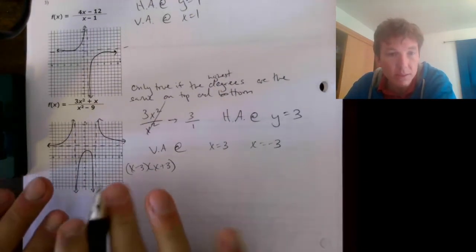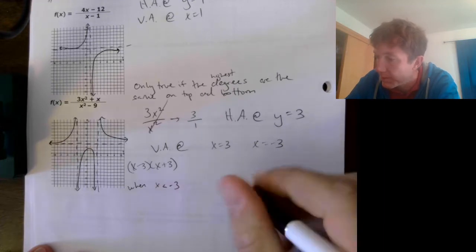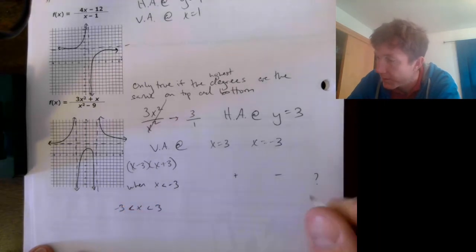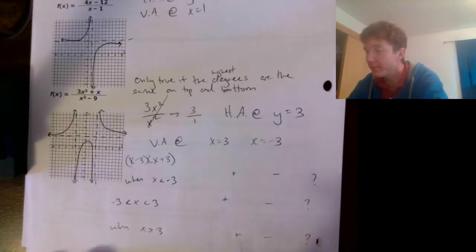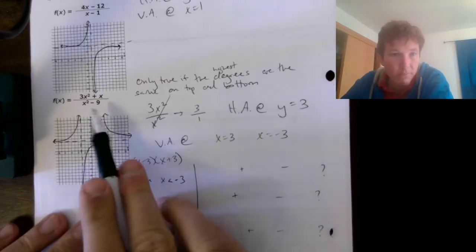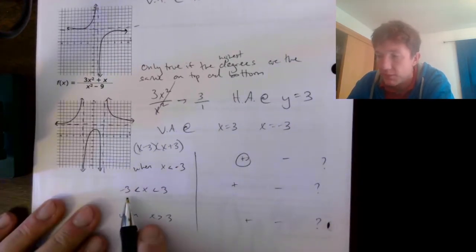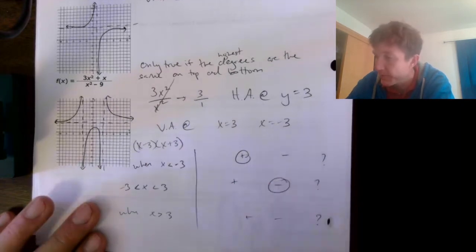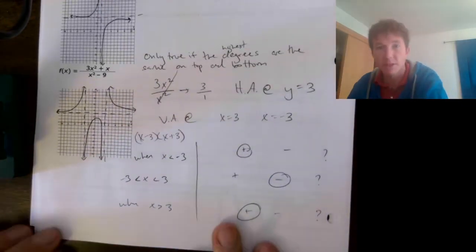Okay, and then it's always good to just double check these. When x is less than negative 3, is it positive or negative? When x is between negative 3 and positive 3, is it positive or negative? And when x is greater than 3, is it positive or negative? We can just plug these into the function here. When x is less than negative 3, say negative 4, this would be positive, this would be positive, so we're positive. When it's between negative 3 and 3, let's say 0, plug in 0, you have 0 over 0 minus 9, that's negative. And when it's greater than 3, say 4, this would be positive, and that would be positive. So we're good. We double checked it.